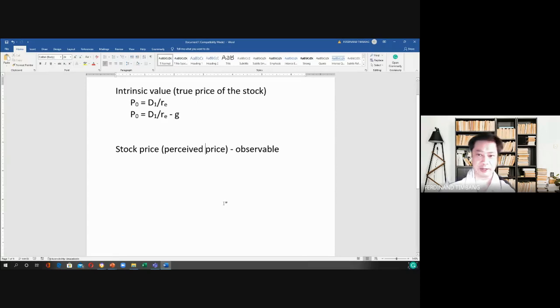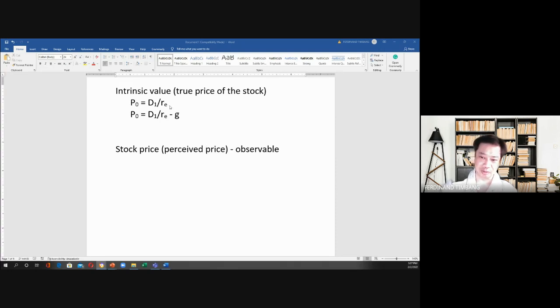Let's start with the intrinsic value difference and the stock price. When we say intrinsic value, that is actually the true price of the stock. When we use the term true price of the stock, we have to determine the price of the stock. We can determine the price of the stock by using different valuation models.